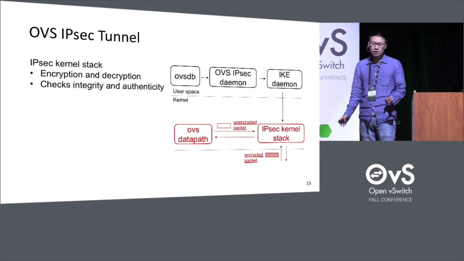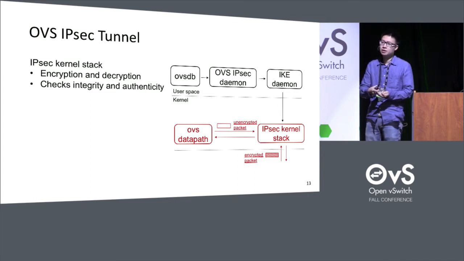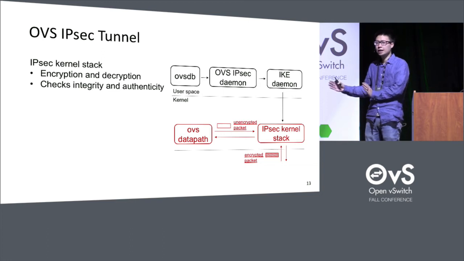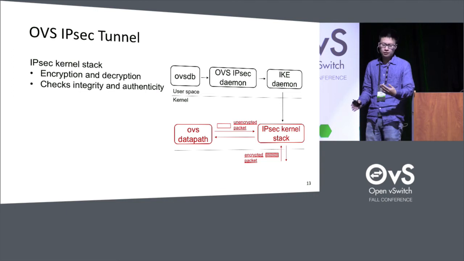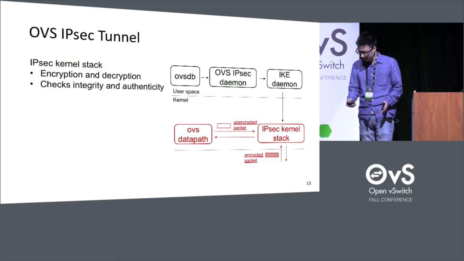So what we achieve here is that the user only has to configure the OVS DB, and the configuration basically selects which tunnel it wants to protect, and then makes the authentication configuration by using either a pre-shared key or a certificate. Compared with configuring the IKE daemon, the configuration interface we offer here is much simpler.